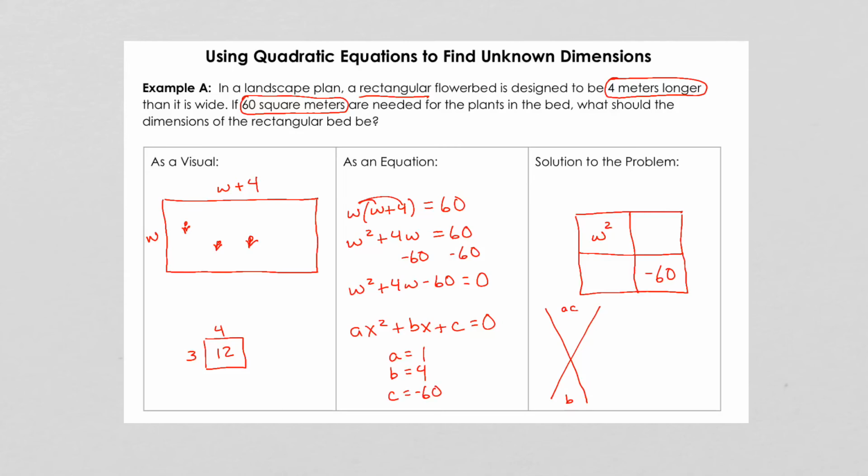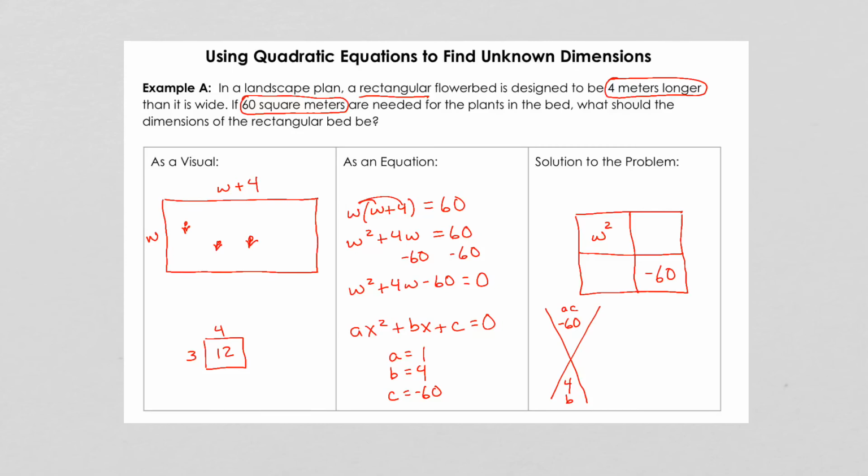So that means that a times c is negative 60, just 1 times negative 60, and then our b is going to be 4. So what we have to figure out is what we can multiply together to get negative 60, which when added together gives us 4. So you have to think of factors of negative 60. What kind of things can you multiply together to get negative 60?